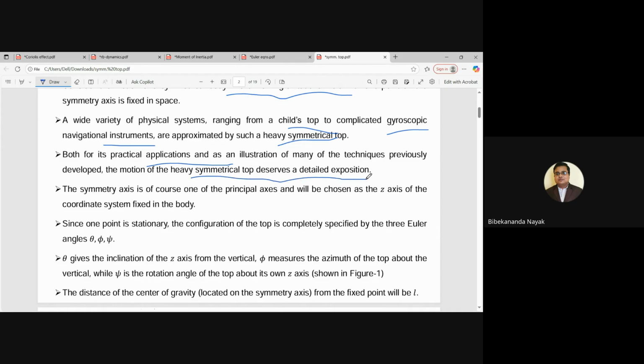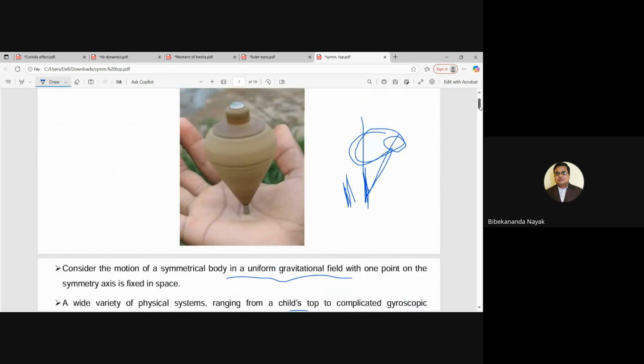The symmetry axis is of course one of the principal axes and will be chosen as the z axis of the coordinate system fixed in the body. Let's say the symmetry axis is the z axis. This symmetry axis we take as the z axis.